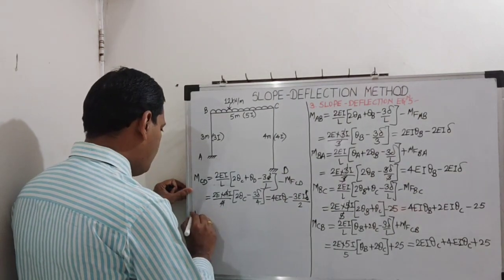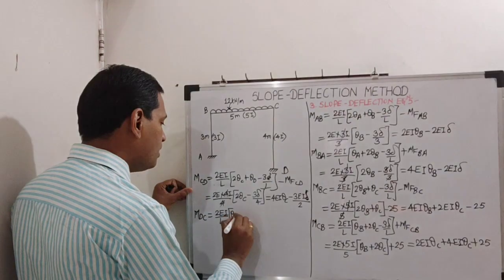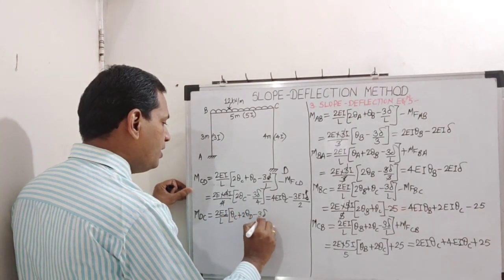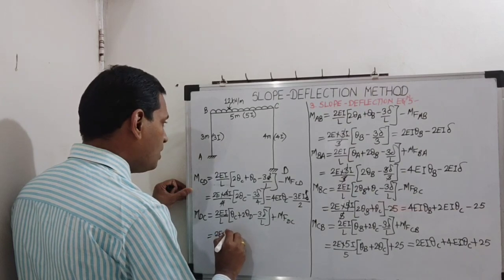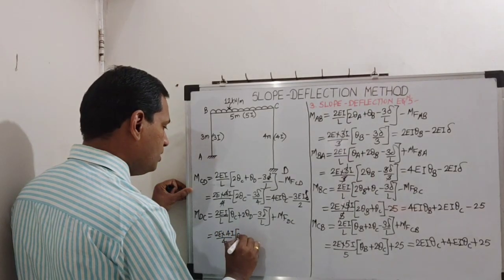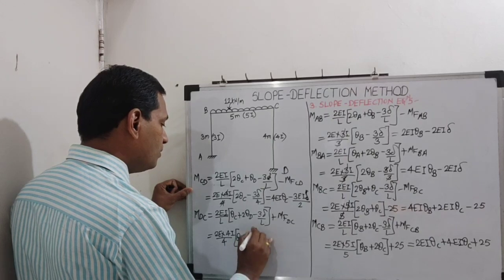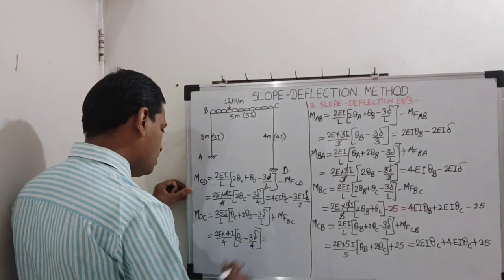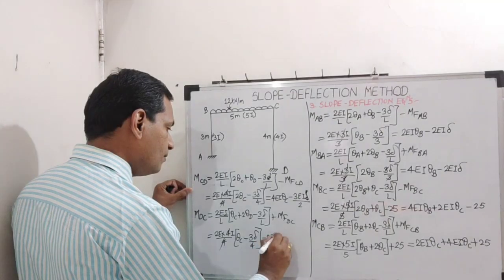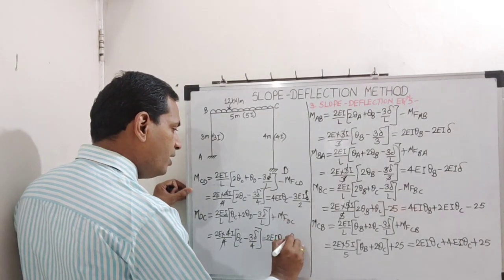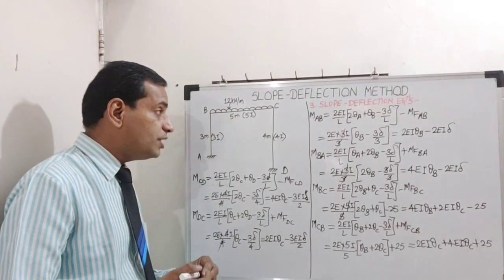Now MDC. Again write the complete equation first. 2EI by L into bracket theta C plus 2 theta D minus 3 delta by L plus MFDC. So 2E into 4I upon 4 into bracket theta C plus 2 theta D is not there, so minus 3 delta by 4. This one is 0. So 2EI theta C minus 3EI delta upon 2. So these are our 6 equations.